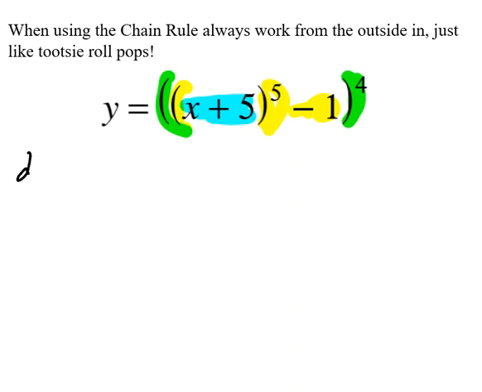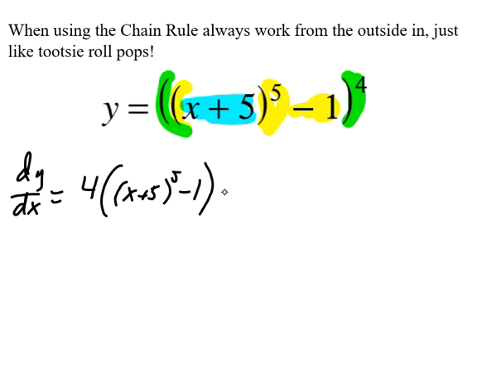So my dy dx, I'm going to have 4 times (x plus 5 to the 5th minus 1) times the derivative of the next layer, which is going to be my yellow layer, 5 times (x plus 5) to the 4th. Derivative of negative 1 will be 0. I don't need anything with that.